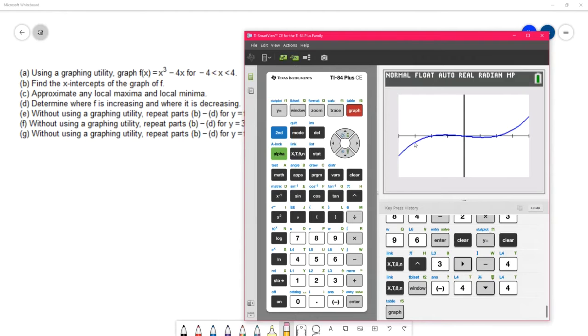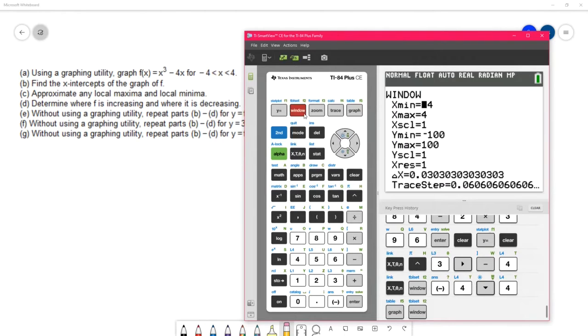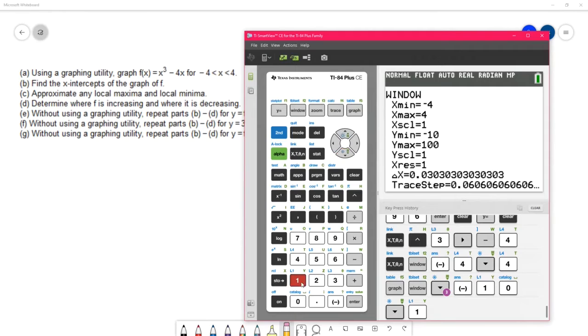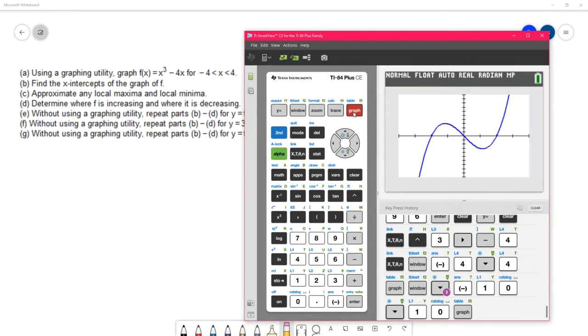Okay, so I'm going to go back to that window and I'm going to bring it back down to our usual numbers from negative 10 to 10. And here we see our graph f of x equals x cubed minus 4x.